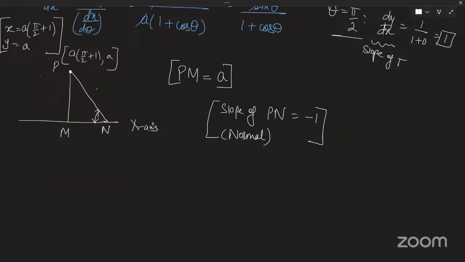Tell me, if the slope is minus 1, what is this angle? Is this pi by 4, 45 degrees? Yes, okay, sir. So, length of normal.